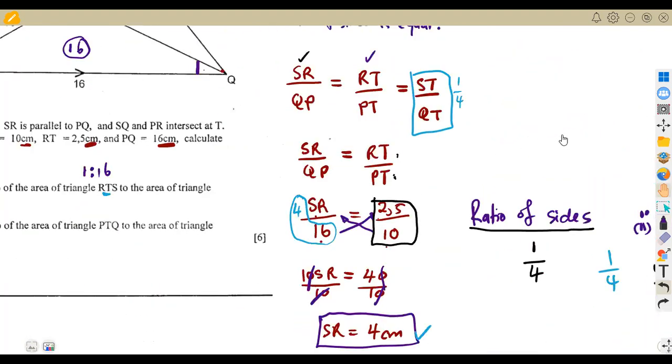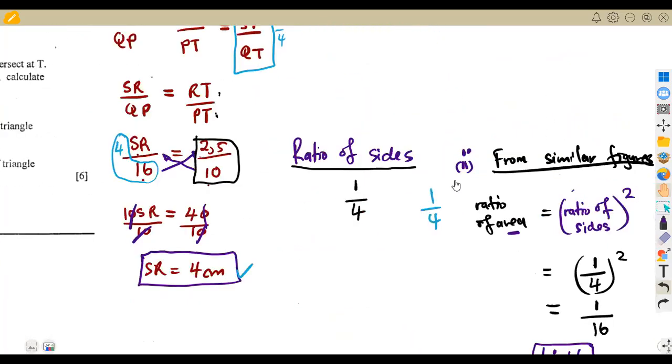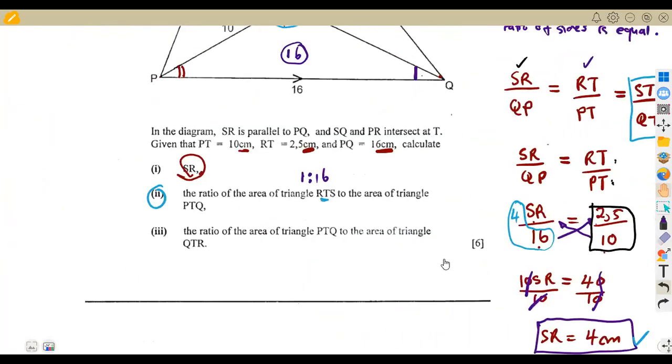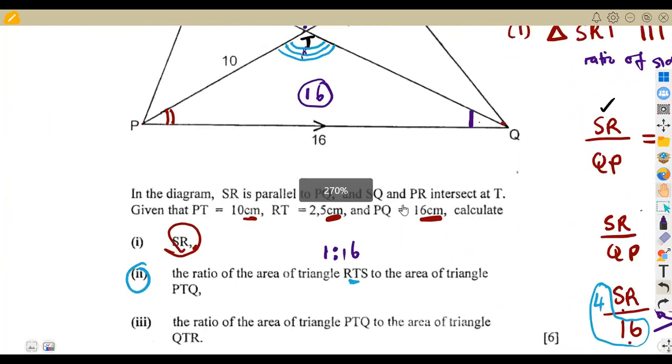The ratio of areas if you are given what? If you are given similar figures. That is why I said from similar figures. Ratio of area is ratio of sides squared. All right. If you check this one, it's different, but it's asking us about the ratio of areas.